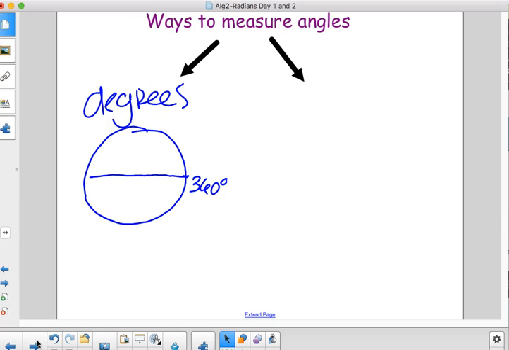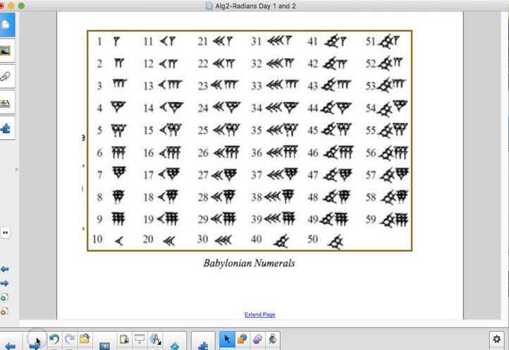Why? Where does 360 come from? It comes from the Babylonians. So don't write this down, but the Babylonians, ancient people, were base 60. So in their number system, they liked 60. They counted up to 60 and repeated. So this is their base number system.